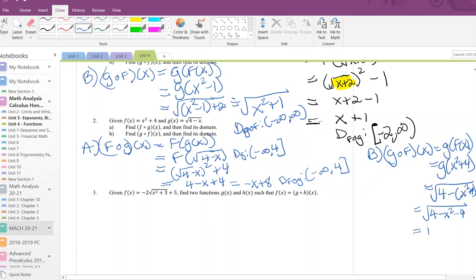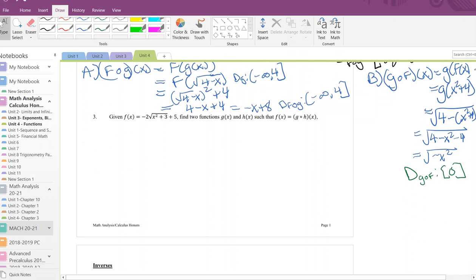So you get the square root of negative x squared. And so when you square a number, it's always going to be positive. So when you take the opposite, it's going to be negative. The only number that won't be negative is 0. So the domain for this, domain of g of f, is 0.